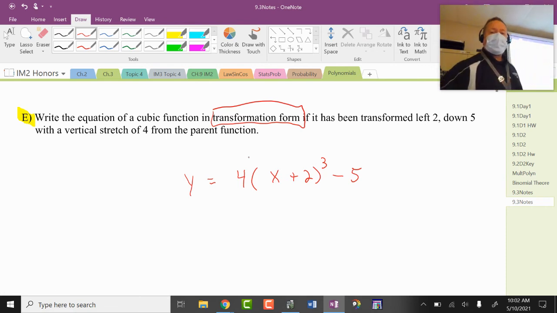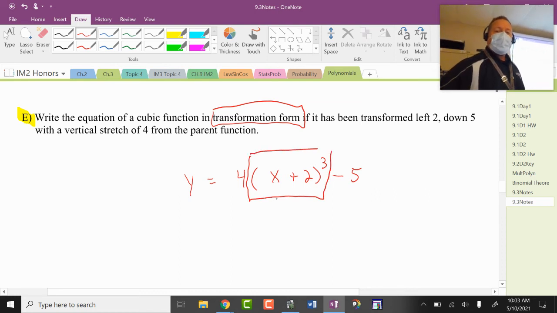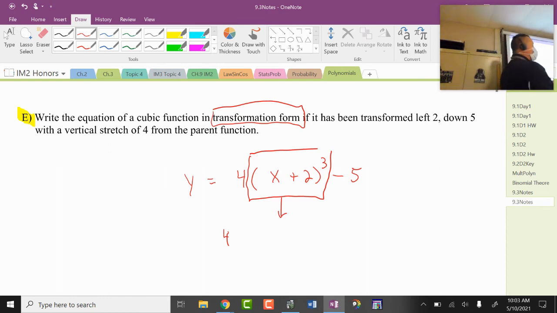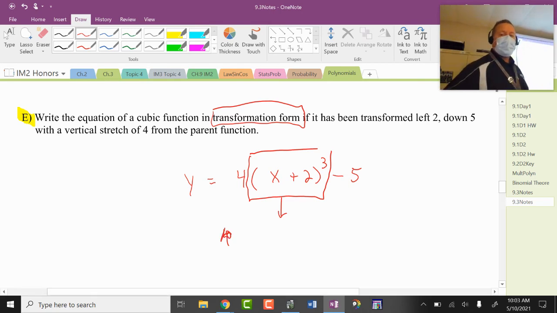Now, in the other hour, I did say if you had to multiply this out, be careful because you would have to do this first before you would multiply that 4 all the way through. And that is true. I did kind of talk about that and do the whole question, but just be aware of that. You'd have to cube, then distribute a 4, then subtract a 5. But it says transformational form, so I'm going to stop.